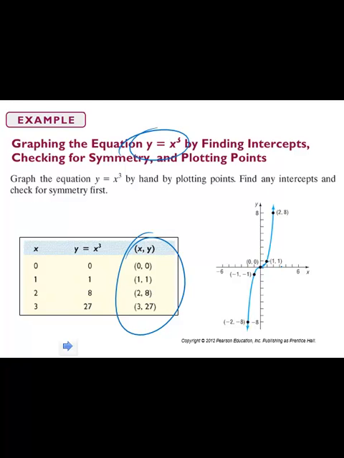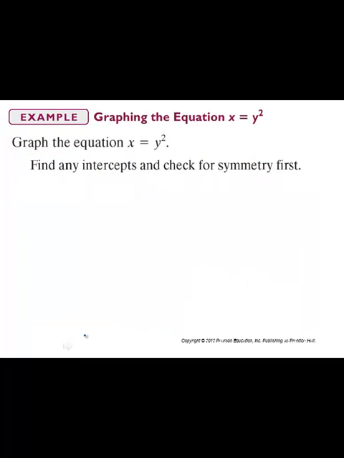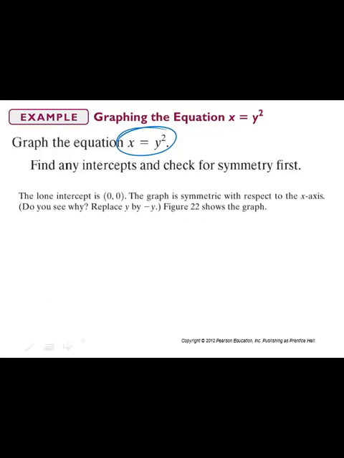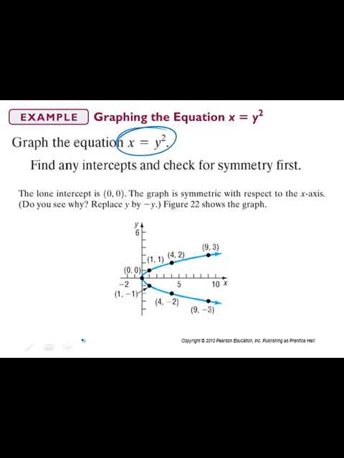For example, how about this equation here, x equals y squared? Let's go through the same process. We'll just go through a little bit more quickly. Let's test for intercepts first. Replace x by 0. Solve for y. You get 0. Replace y by 0, solve for x, you get 0 as well. So again, we have the origin as the one and only intercept.